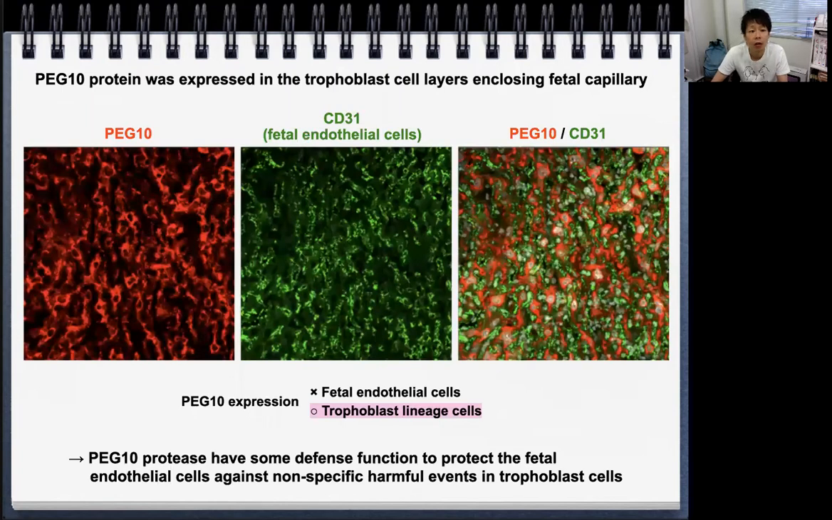Well then, how does PEG10 exert its protective effect on fetal vasculature in placental labyrinths? As shown here, we found that PEG10 did not localize in the CD31 positive fetal endothelial cells that were damaged in the mutant, indicating that PEG10 protein is expressed in the trophoblast cell layers enclosing fetal capillary. This suggests that the trophoblast cells have some defense mechanism to protect the fetal endothelial cells against non-specific harmful events, and that PEG10 protease activity is largely involved within this process.